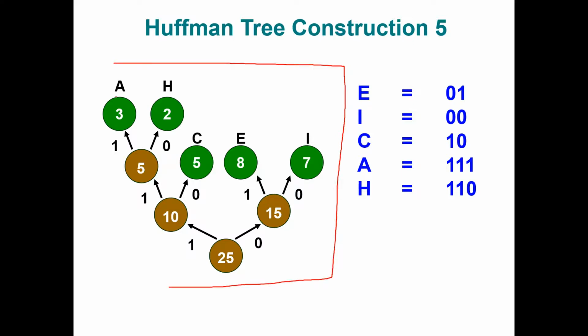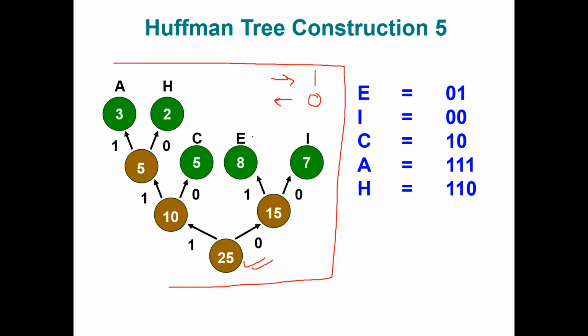Now, to find the code for E, I, C, A and H, we would traverse from the root node to that specific symbol. If we go right from the root node, we would choose a 1, and if we go left from the root node, we would choose a 0. So let's find out for E.